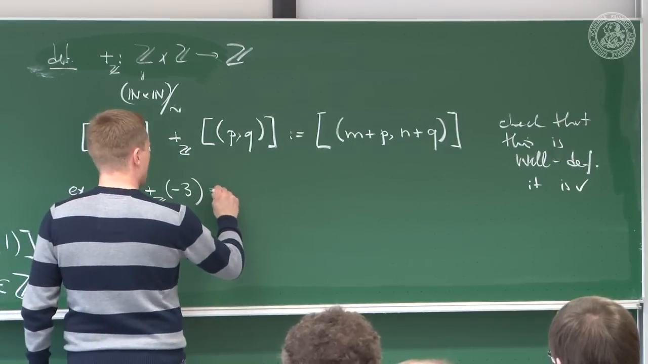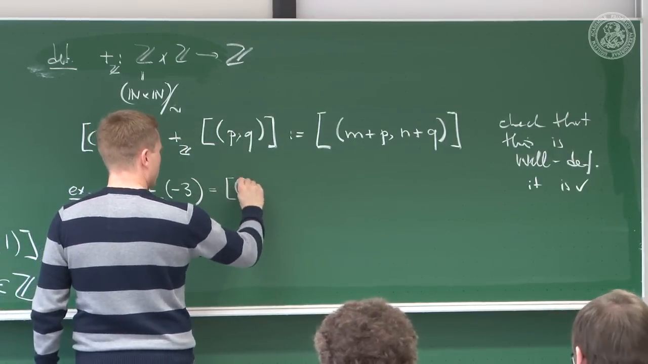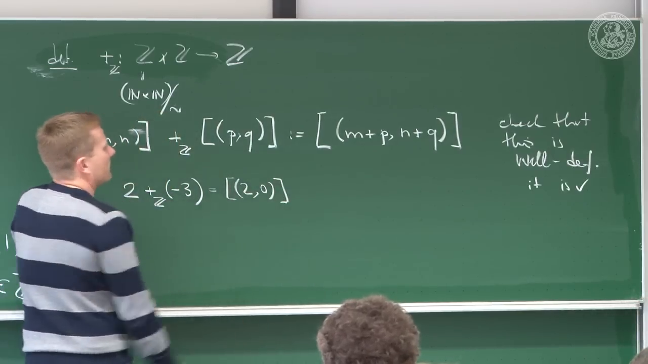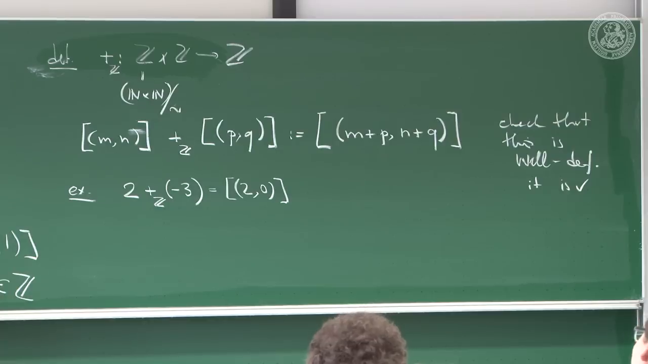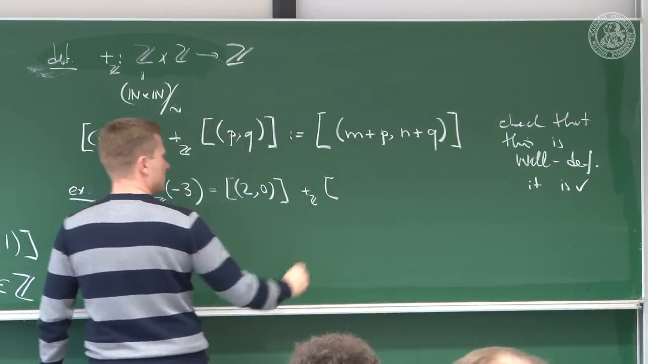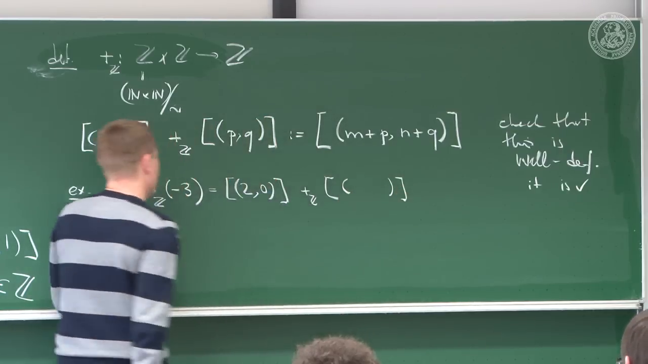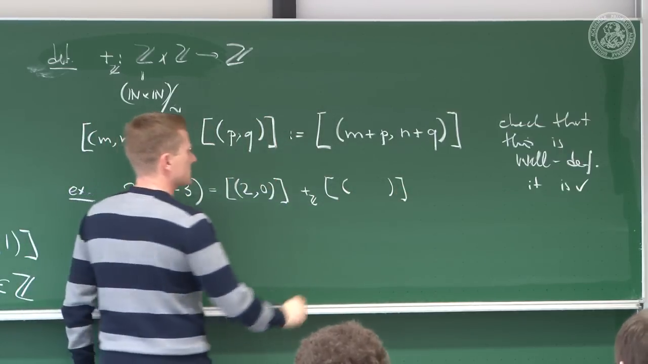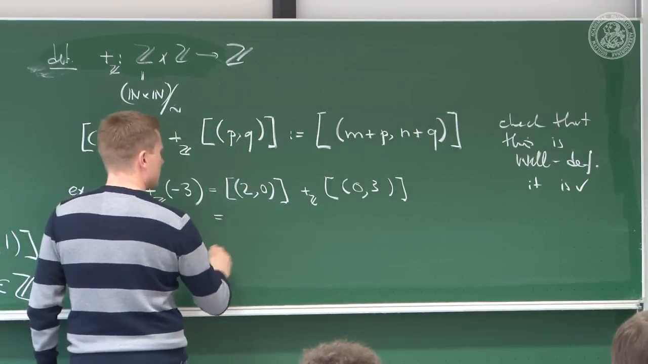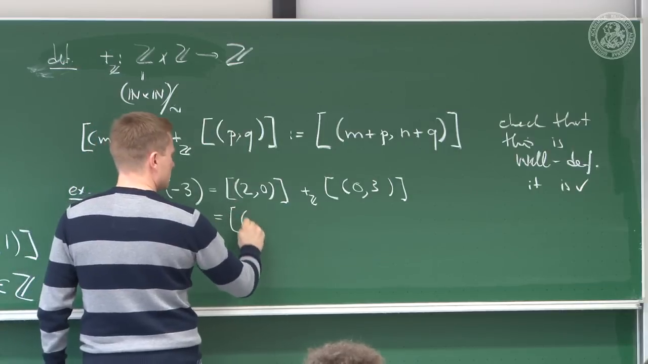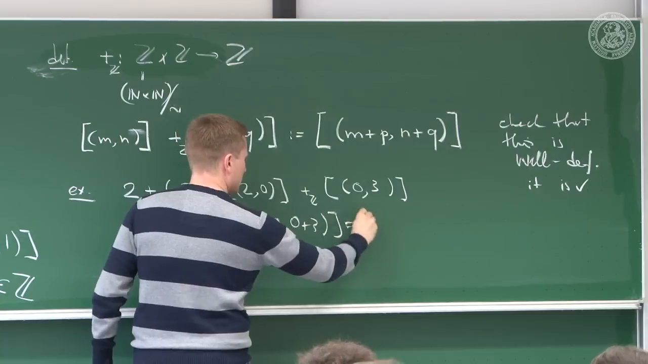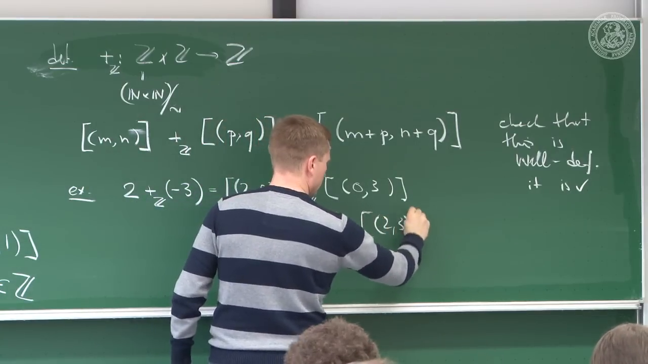So what is this? Well, the 2 in Z is 2, 0. It's this rule here. I could have written 3, 1. Okay, 2, 0. Then comes the plus in Z. Then comes the class represented by one representative of minus 3. Well, let's take 0, 3. It's a simple one. Now we take the definition of the plus. This is 2 plus 0, 0 plus 3. This is, of course, 2, 3.